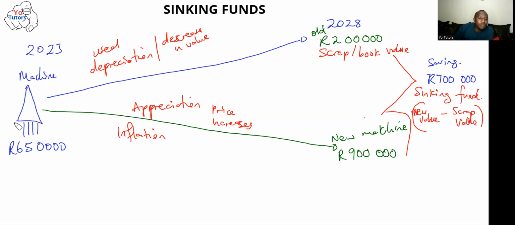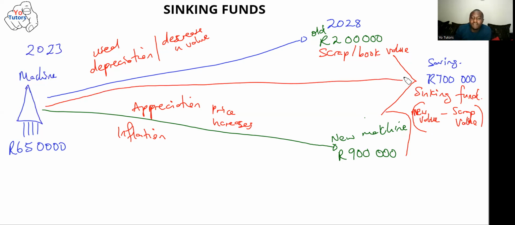But now, how do we save this money, the 700,000? We need to make regular payments. When you're making regular payments toward the 700,000, that's future value. So we are going to be dealing with the future value annuity in trying to save the sinking fund. To have the sinking fund available, we'll use the future value annuity.